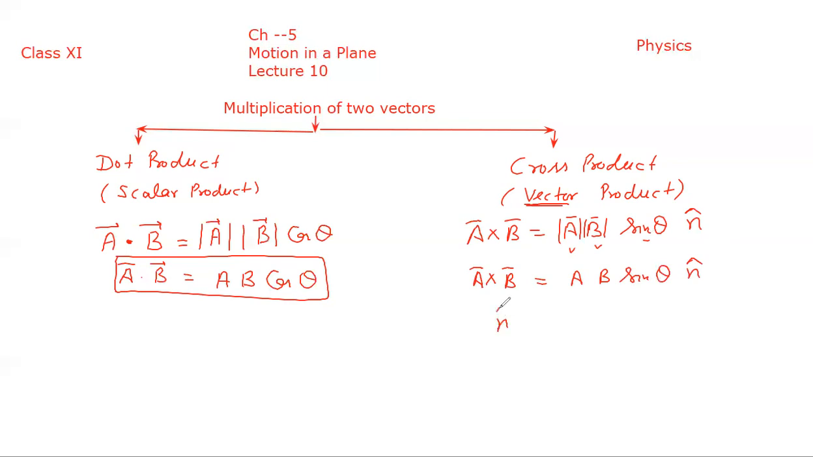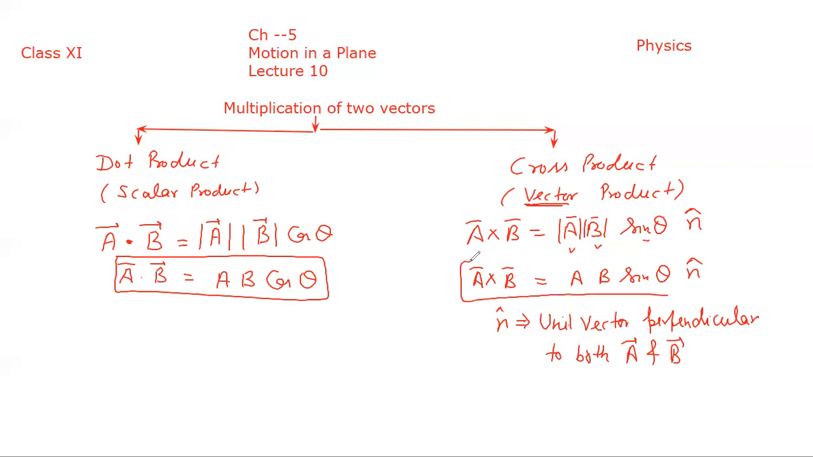So all of you write: n cap is basically what? N cap is a unit vector perpendicular to both a vector and b vector. So a cross b is clear to all of you.